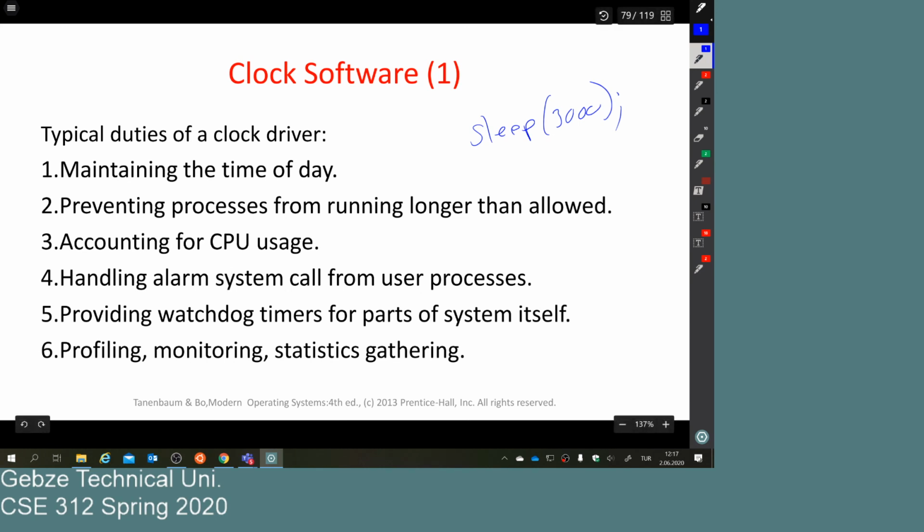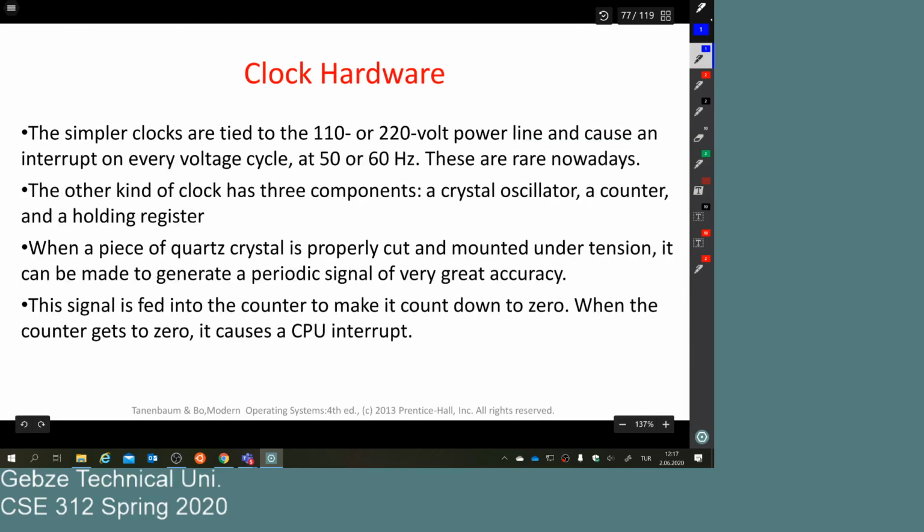So handling alarm system call from the user processes. Also, we will look at this nice concept, watchdog timers. They need the clock hardware. And then again, for profiling, monitoring statistics for the whole system, we need the clock. So we are going to look at the clock hardware first, and we are going to look at the clock software. Let's look at the clock hardware.